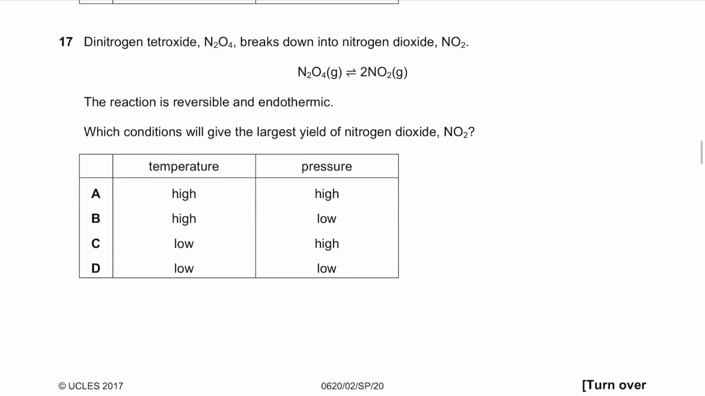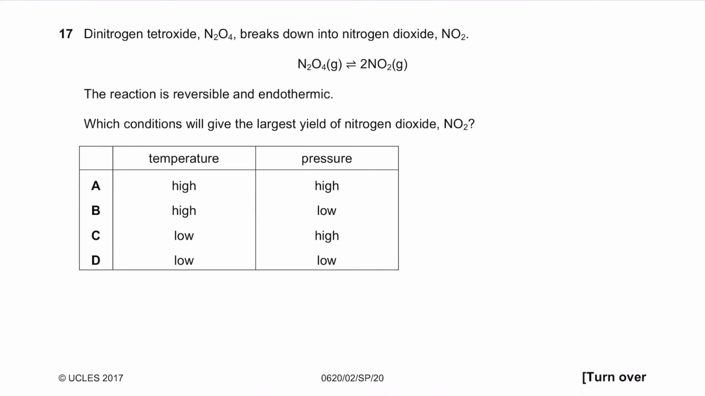Question 17. Dinitrogen tetroxide, N2O4, breaks down into nitrogen dioxide, NO2. The reaction is reversible and endothermic. Which conditions will give the largest yield of nitrogen dioxide, NO2? To make it produce the largest yield of NO2, it needs to make sure that more forward reactions are happening because NO2 is at the product's side.